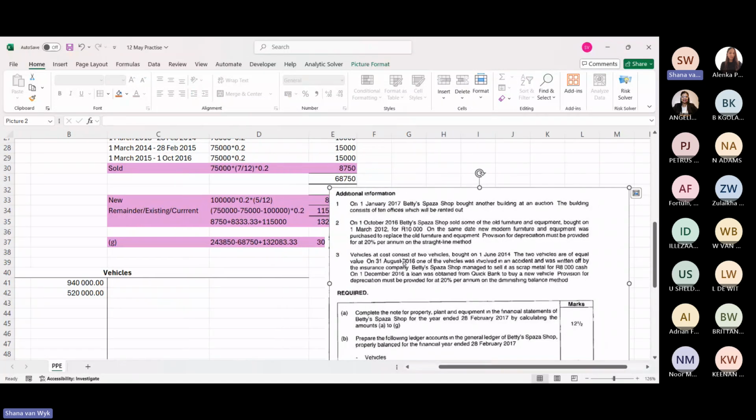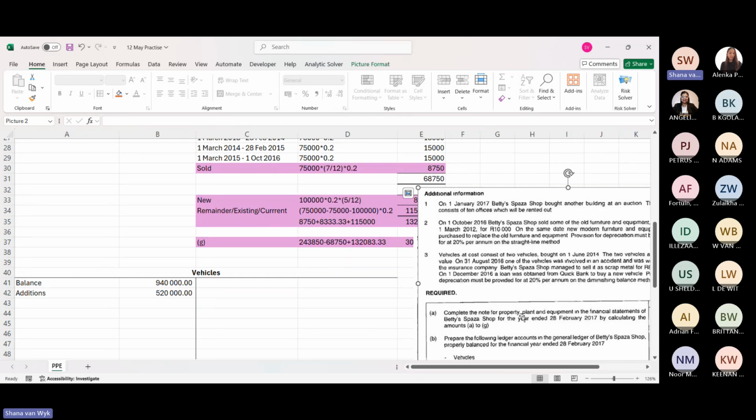Vehicles consists of 2 vehicles bought 1 June. The 2 vehicles are equal value. Okay. 31 August, one is involved in an accident and written off. Managed to sell it for cash. Depreciation 20% per annum.